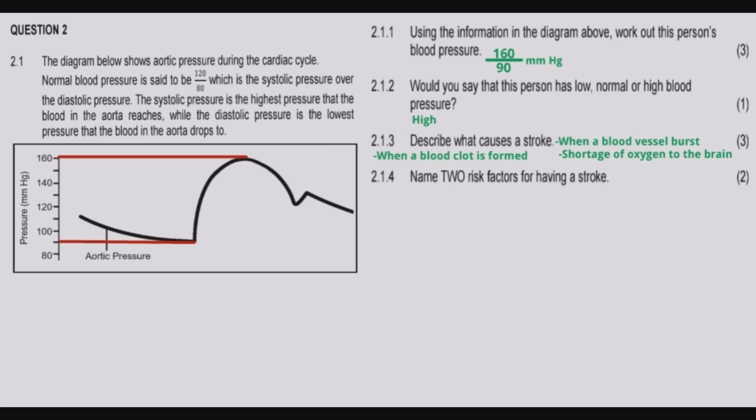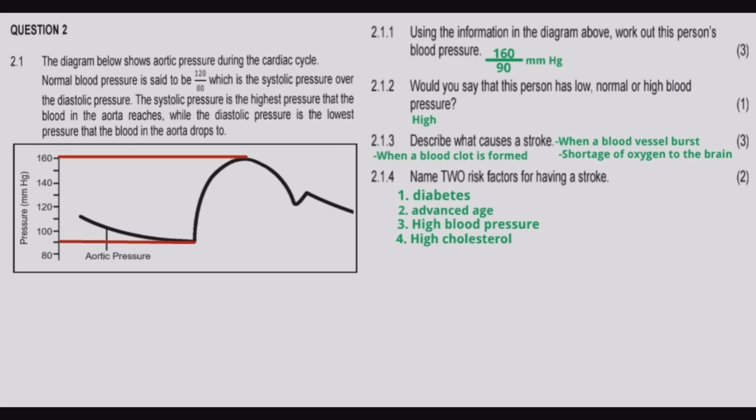Okay, we come to 2.1.4. Name two risk factors for having a stroke. Number one, diabetes. If a person has got diabetes, he is likely to suffer from stroke. Number two, advanced age. If a person has grown older, is very old, he might suffer from stroke. Three, high blood pressure. If a person has got high blood pressure, he may suffer from stroke. Four, high cholesterol. If a person has got high cholesterol in his or her blood, he is likely to suffer from stroke.